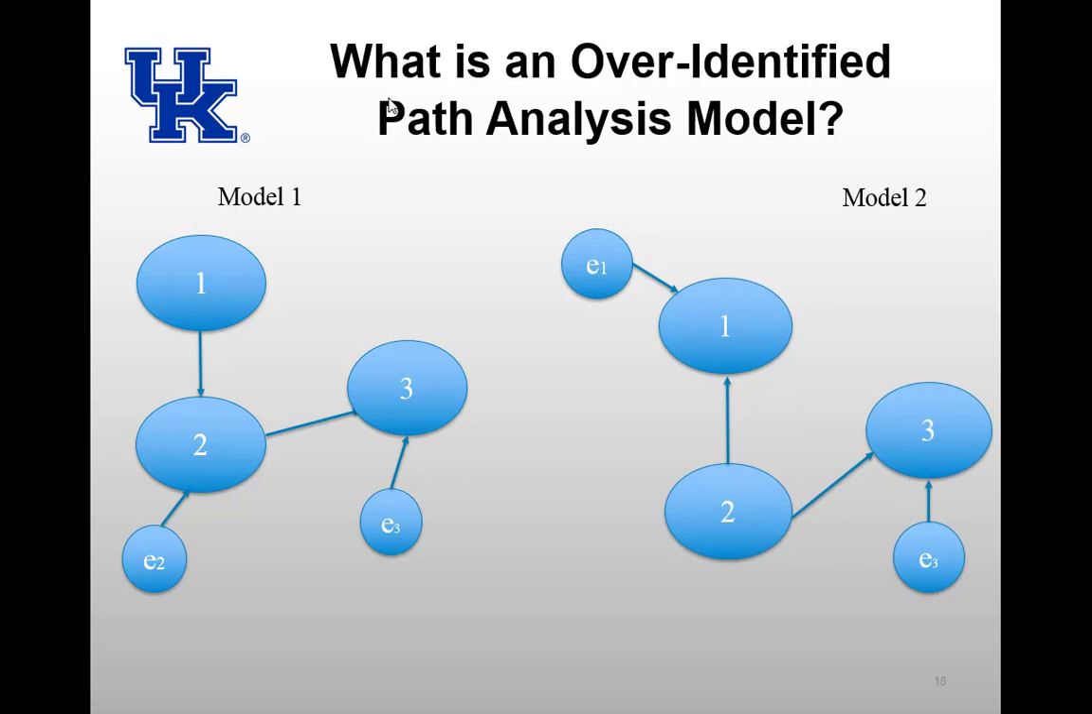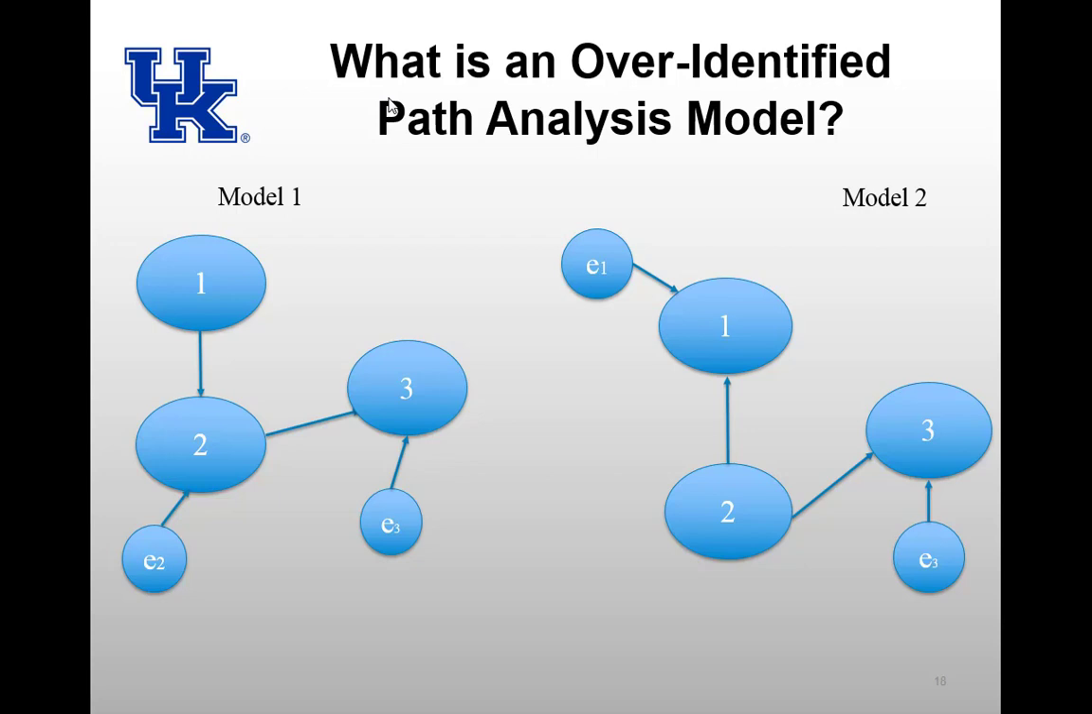I'll just give two possible scenarios. In this scenario, again, we have 1, 2, 3. We have 1 as the exogenous variable, predicting 2, and through mediation, 2 predicts 3. However, we see a missing link between 1 and 3.